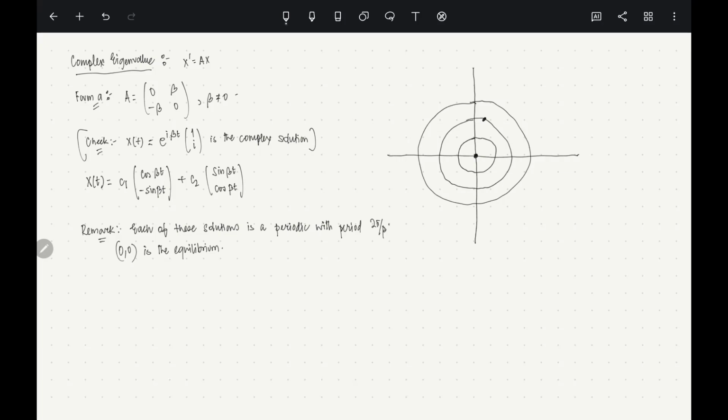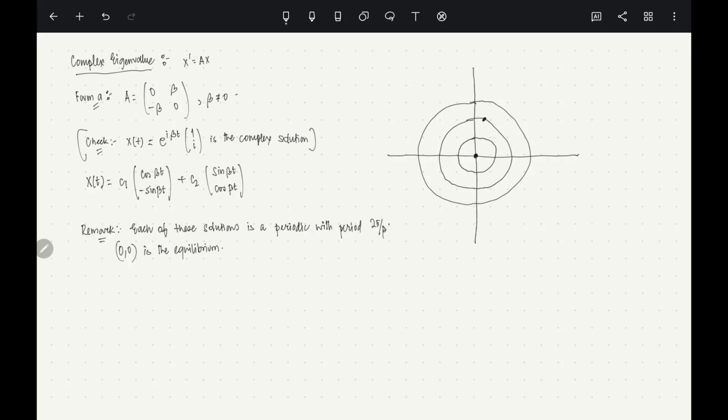As t tends to infinity, it doesn't matter. It will just be moving around. Okay. So now the point is this: it can move in a counterclockwise direction or in a clockwise direction. How do we get that part out? How do you know whether it is moving in a clockwise direction or counterclockwise direction?